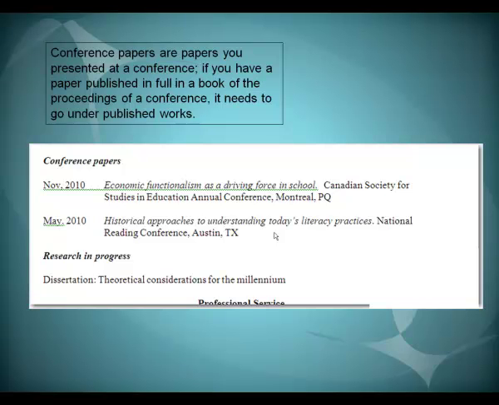That's a panel. Okay. When you go to CSSE, and a faculty member or a fellow student has organized something under the heading of economic functionalism as a driving force in schools, and you are doing a paper on, you know, bricks and mortar, then what appears here is not economic functionalism. What appears here is bricks and mortar. Okay. Because that's your paper.